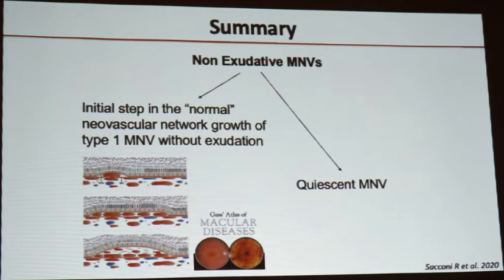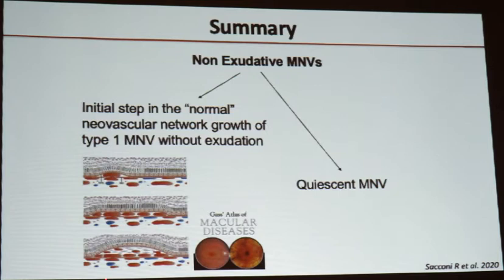In fact, Donald Gass, I think in 1944, in his book, described the pathogenesis of type 1 macular neovascularization, in which at the beginning there is only a growth of the neovessel from the choriocapillaris to the sub-RPE space with no exudation. And probably when you see that vessels, you are in this kind of step. For this reason, after some months, there is exudation.